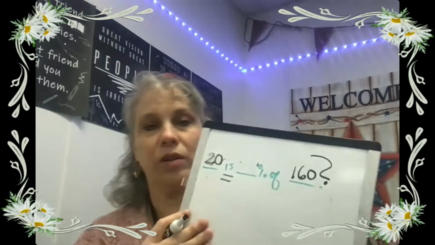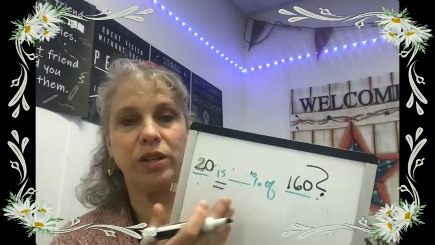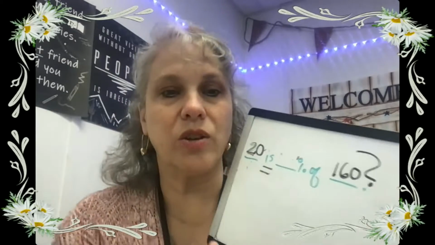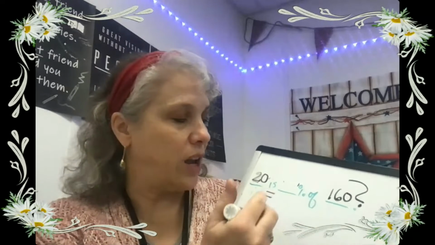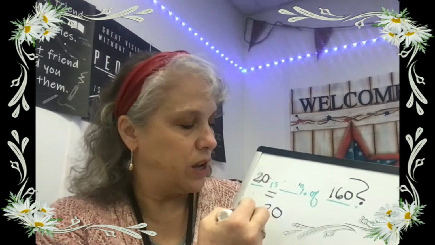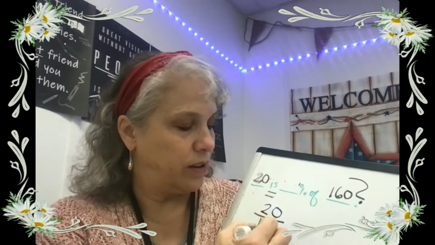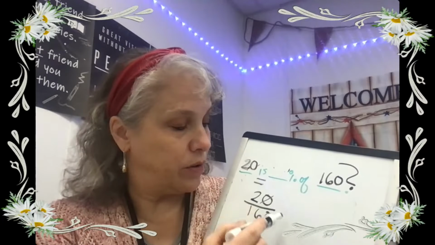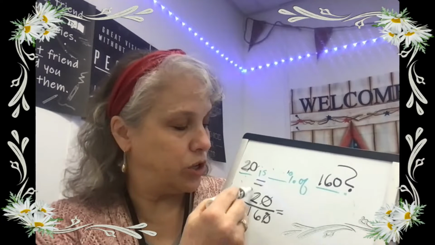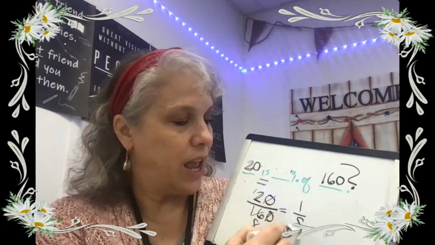So if I have this question, 20 is what percent of 160? Okay, so that's my question. What I said before is if I have a number on either side of the equal sign, I'm going to divide. So I can divide like this, 20 divided by 160. So that's a fraction and I'm going to reduce it. I'm going to divide by 10, divide by 2. So I get 1/8, okay?